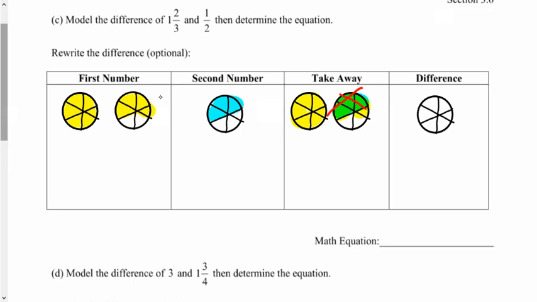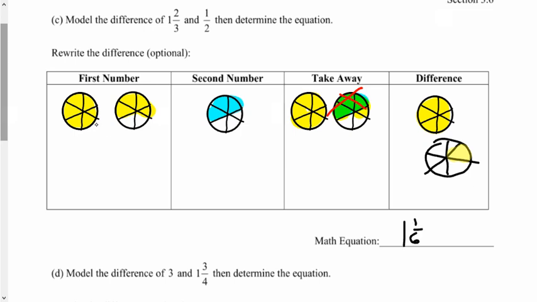So that would leave me with, well, it looks like I have one whole part, right? And then I've got just this one little yellow guy left over here. And we'll just have one little part there. Okay, so we get 1 1/6 is our answer.